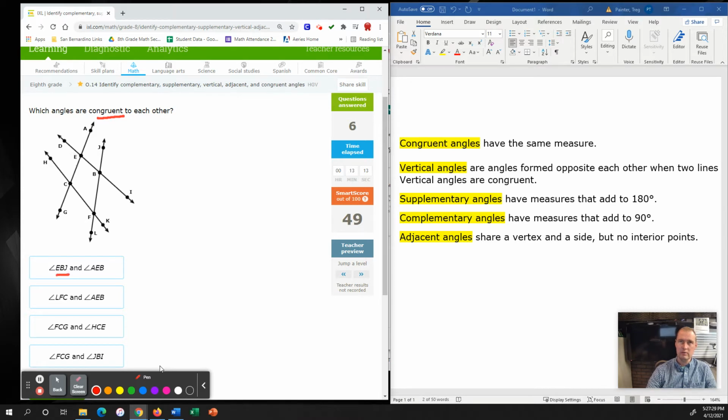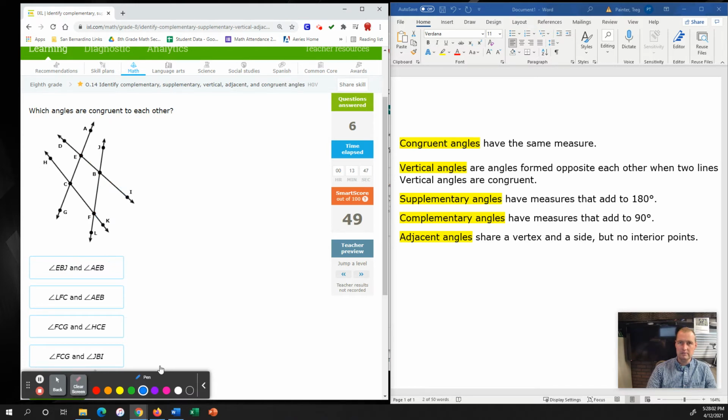So I'm going to highlight that. Okay, so I got E to B to J. Well, the only angle that can be congruent is going to be the opposite, and it has to be F, B, and I. And I don't see an F or an I in there at all. Actually, I don't even... AEB? That's totally somewhere else. So the first one cannot be the right answer, because again, congruent, we're looking for vertical angles in that case. So no on the first one.